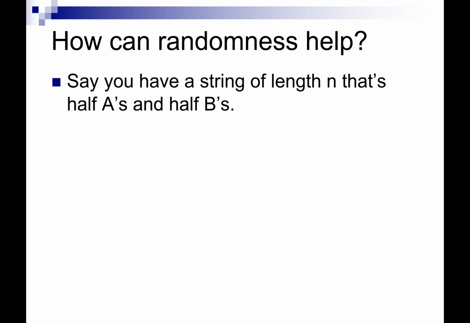So let's give some examples where it's actually useful to have randomness. The first example is a very simple problem. Suppose you have a string of length n. The string is going to have letters A and B in it, and let's say half of the letters are A and half of them are B, but they could be in any order. For example, the string could be AABB, or ABAB, or any other order.